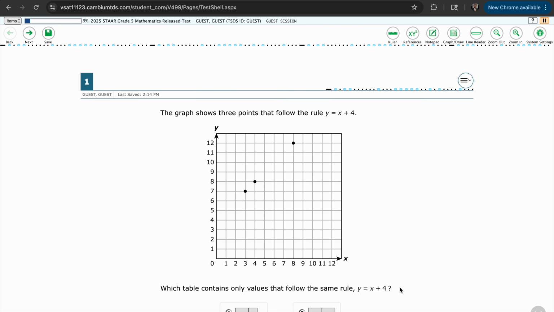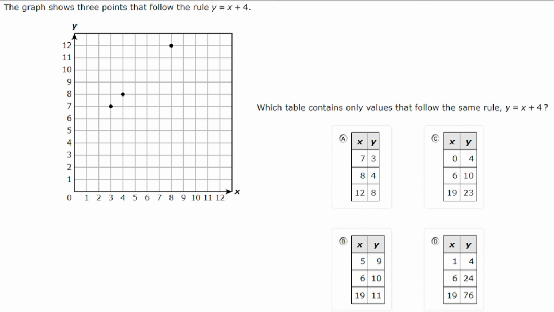All right, let's get started in today's video. Question number 1 reads, the graph shows 3 points that follow the rule y equals x plus 4. Which table contains only values that follow the same rule, y equals x plus 4?